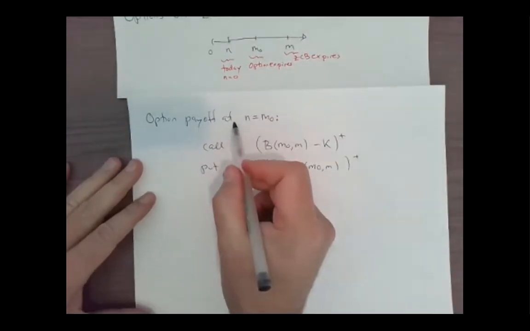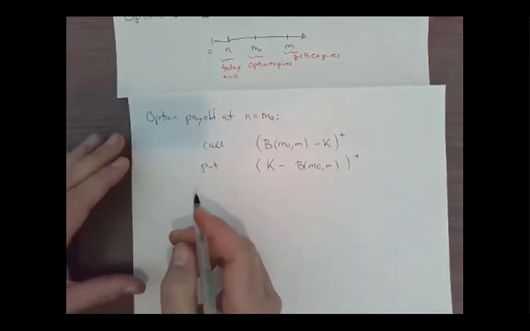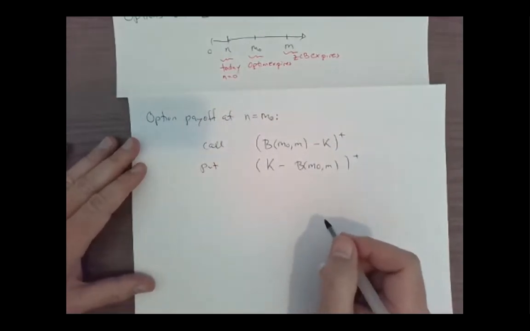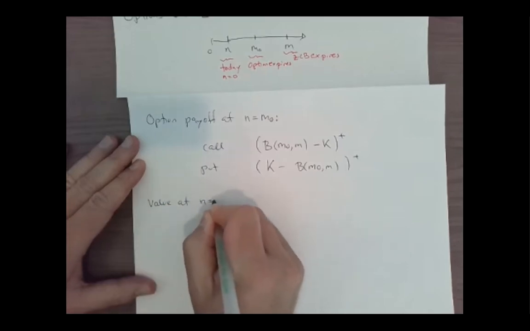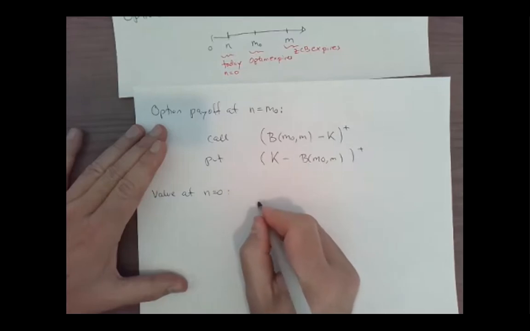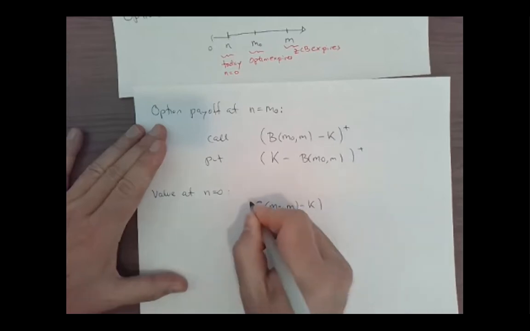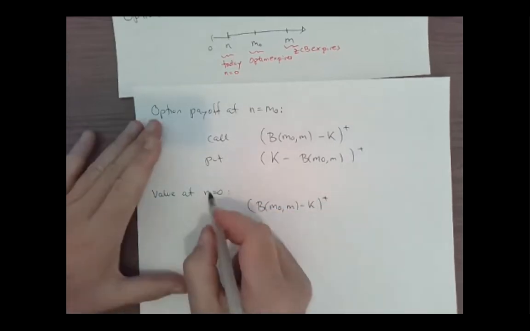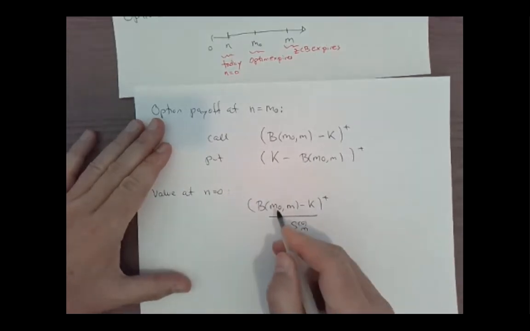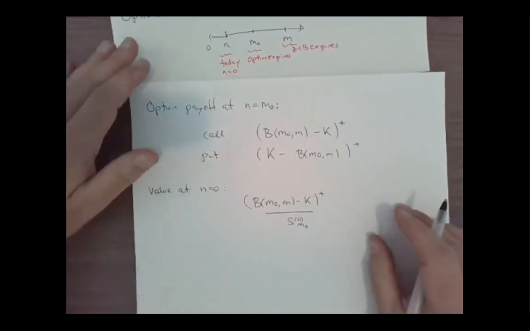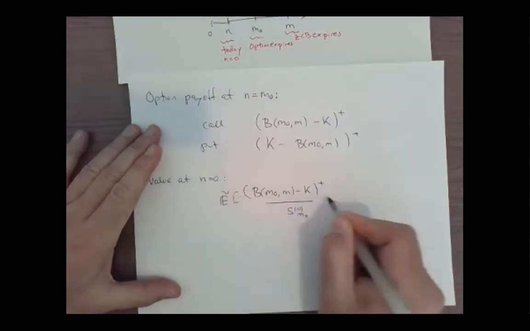So this is the payoff at time M0. We want to move it back to time 0 if this is where today is. So the value at time 0, well, we look at the difference, B M0 M minus K, positive part. And so we discount it. If we're going back to time 0, we're going to discount it by the money market account. The payoff is coming at time M0, so we need to discount it back. And the money market account value at time M0, and then compute the expectation under the risk neutral measure.